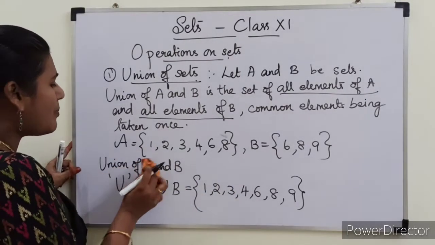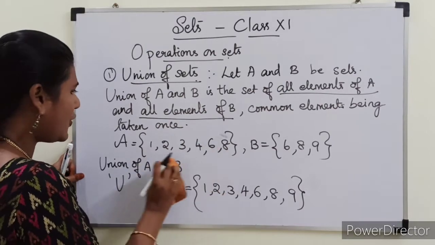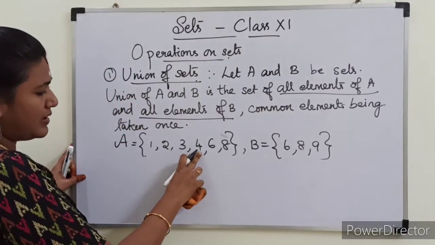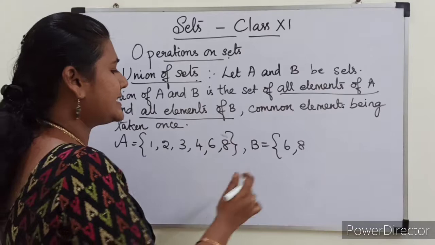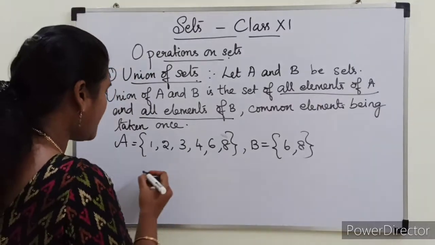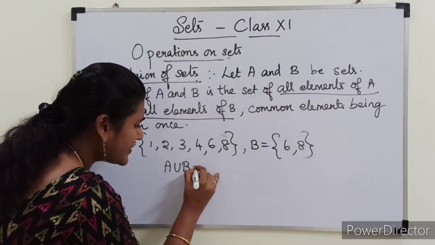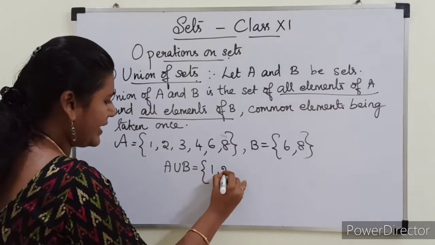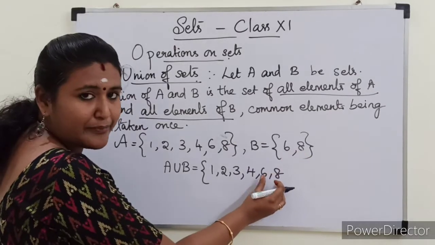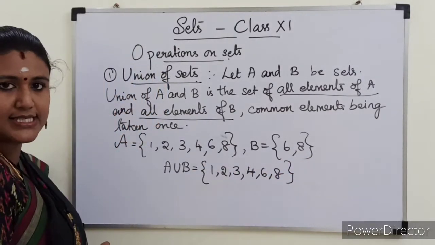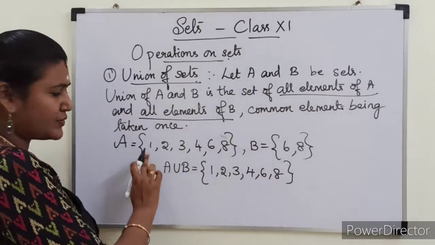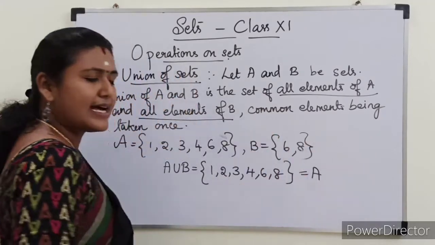Now we will consider one more example. We will take the same set A as 1, 2, 3, 4, 6, 8 and B as set 6, 8. In this case we will find the union of A and B. When you do union, the same way we will write all the elements of A. As per the definition, all the elements of A and all the elements of B. B already is there, so we can write like this. So here actually what we are getting as the answer is A itself.